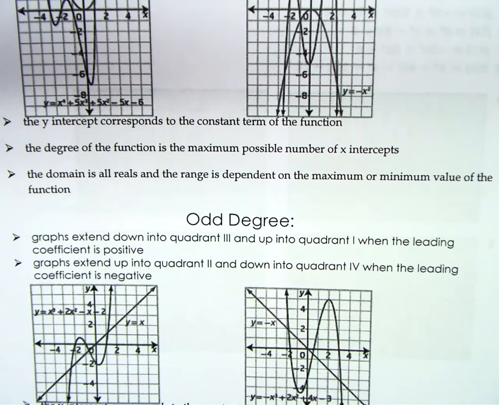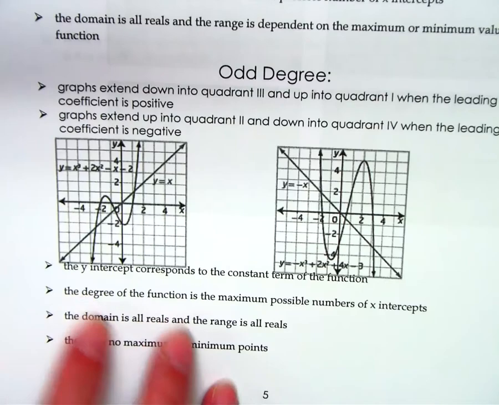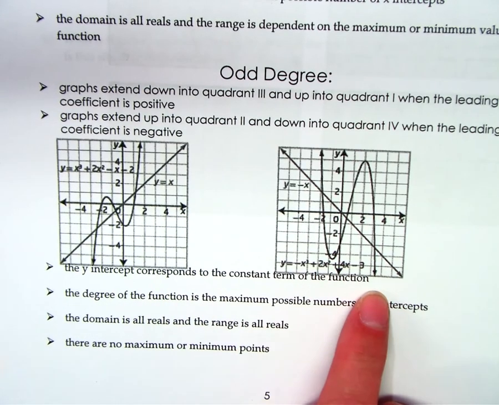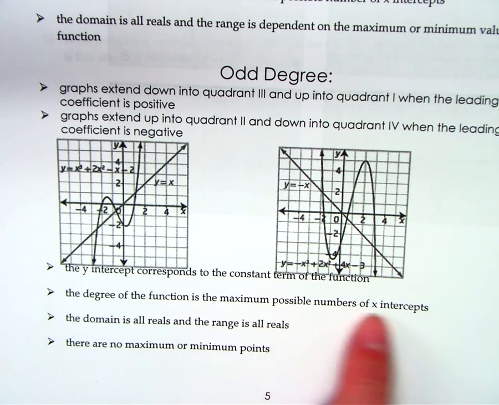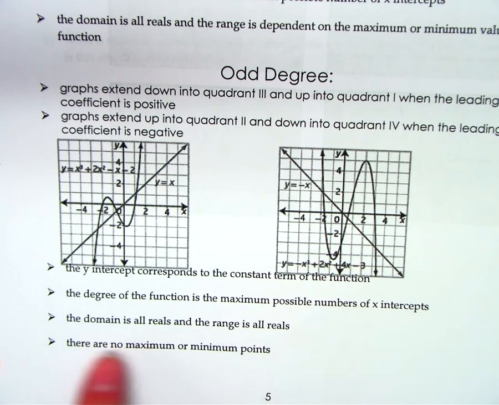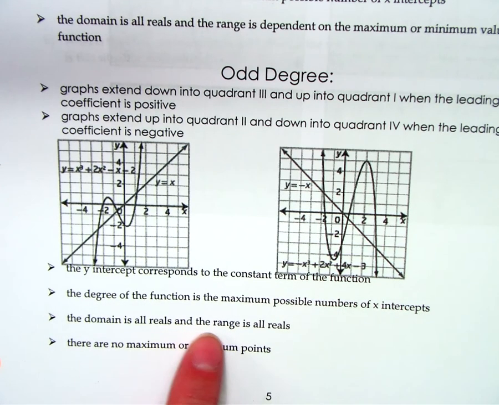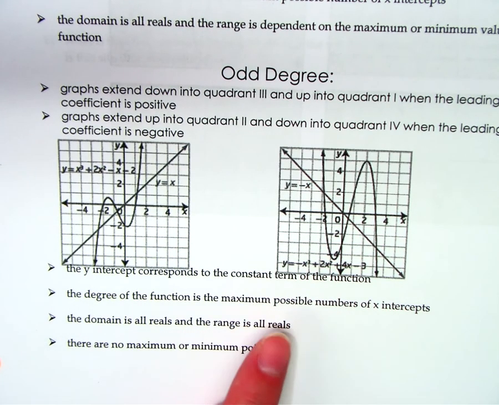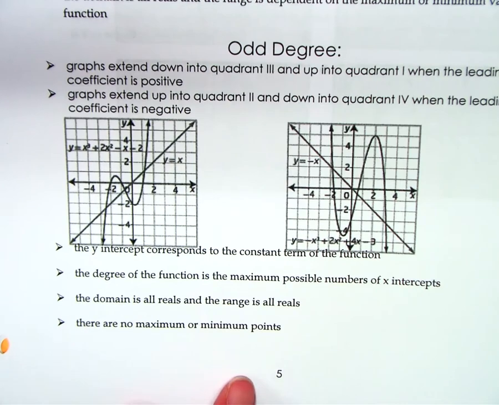Odd degrees will be 3 and 1 if it's positive, 2 and 4 if it's negative. Y-intercept, it's all the exact same stuff. The y-intercept is the constant term, the degree of the function is the maximum number of x-intercepts, and the domain is all reals, and the range is all reals. Do you guys know what I mean by that? Real numbers. All reals, all real numbers.